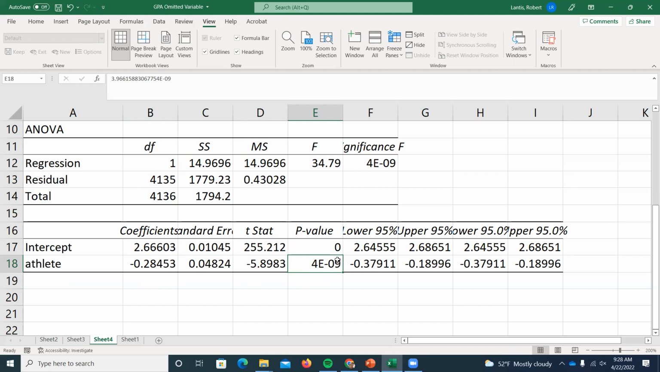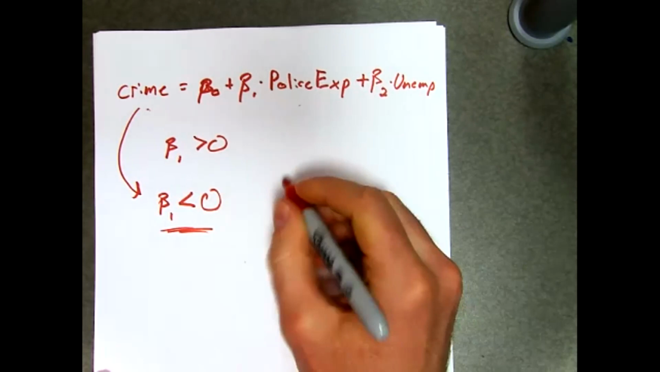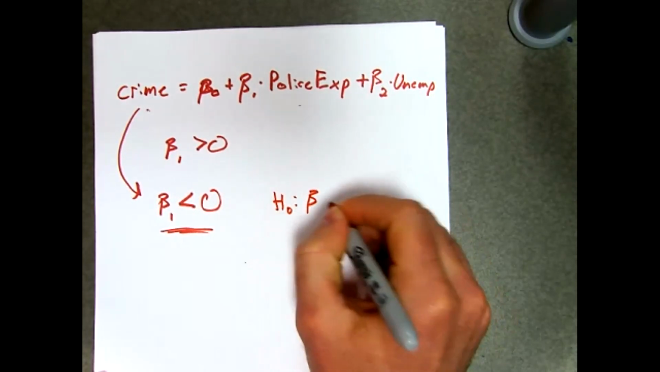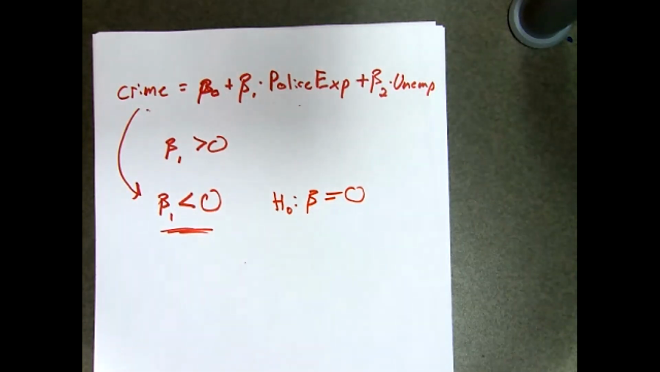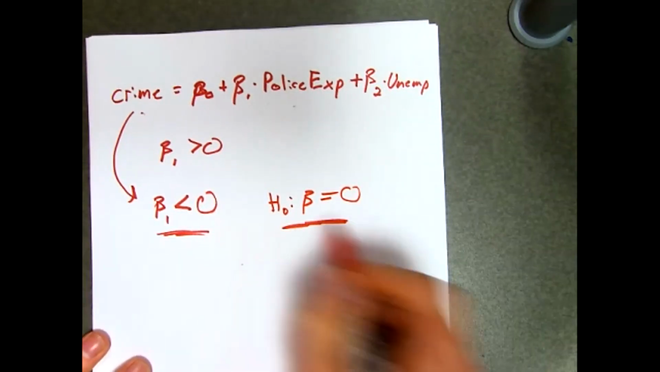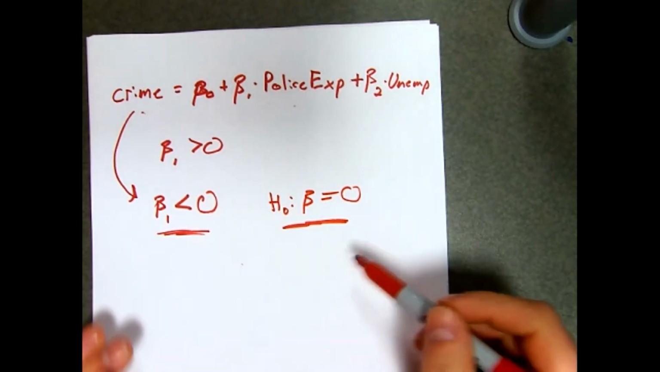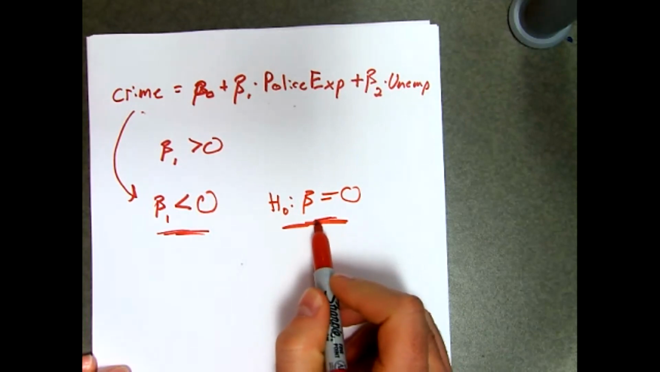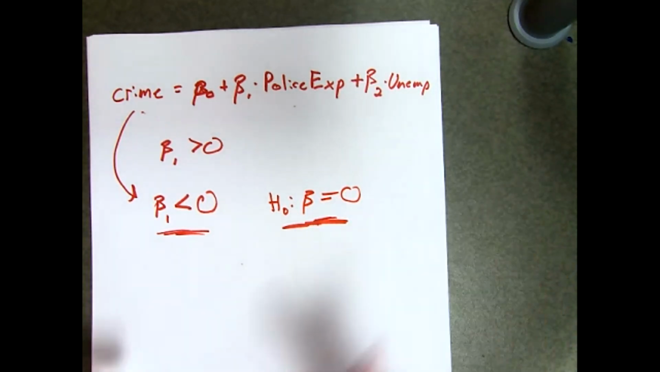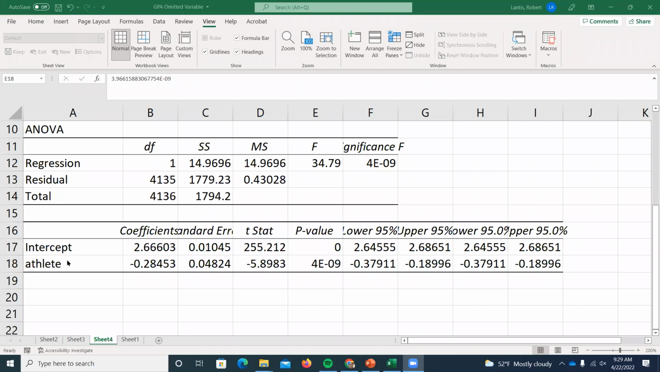I can say at the 99% confidence level that I can reject the null hypothesis, which, remember, my null hypothesis is always that this coefficient is equal to 0. So my null hypothesis is always that this coefficient is equal to 0. I'm rejecting that. I have a p-value of basically 0. So I can reject that there is no relationship, or I'm saying there's evidence that there is a strong relationship here between being a student athlete and college GPA.